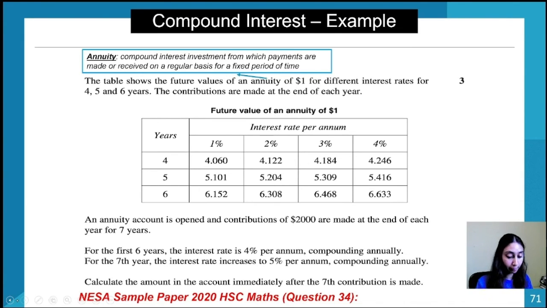To a question. So here is the question. A table shows the future value of an annuity of $1 for different interest rates for 4, 5, and 6 years. The contributions are made at the end of each year. Here's the future value of an annuity table. An annuity account is opened and contributions of $2,000 are made at the end of each year for 7 years. For the first 6 years, the interest rate is 4% per annum compounded annually. For the seventh year, the interest rate increases to 5% per annum compounded annually. Calculate the amount in the account immediately after the seventh contribution is made.